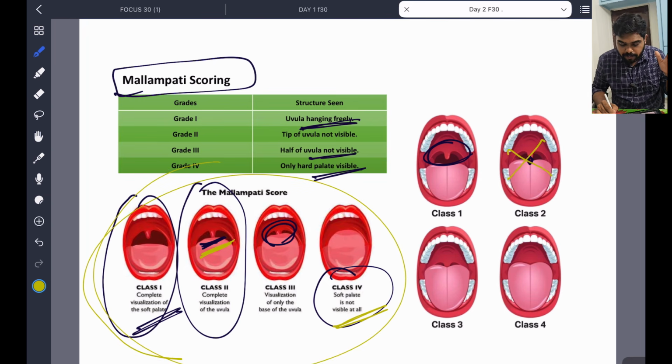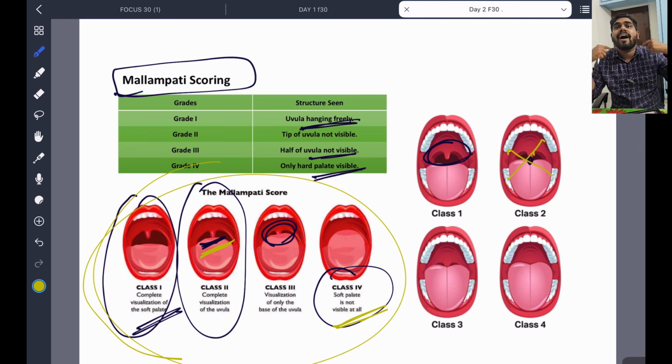Okay, there is a small mistake here, but still it's almost the same. Tip will touch there. That is also grade 2. And tip is just missing, grade 2. The tip is completely hanging free, tip of uvula is there. That is grade 1. Uvula more than half is disappeared, grade 3. Complete uvula not there.